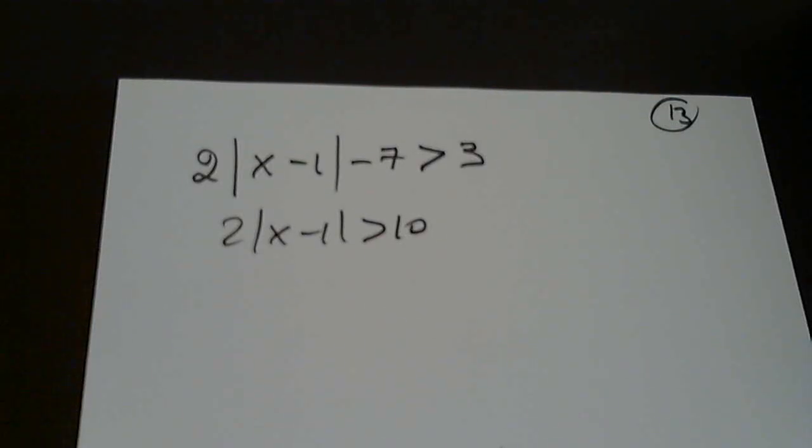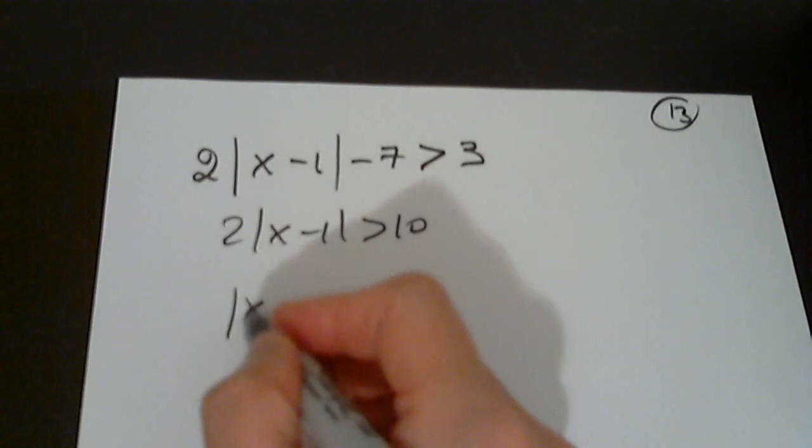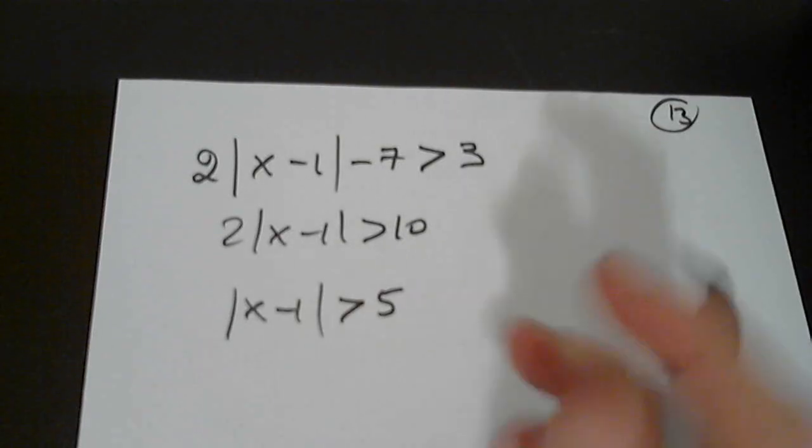What will be the next step towards cleaning it up? I'm not ready to convert it into something else. I have one more step to go. Divide by 2. Exactly. So then I have the absolute value of x minus 1 greater than 5.